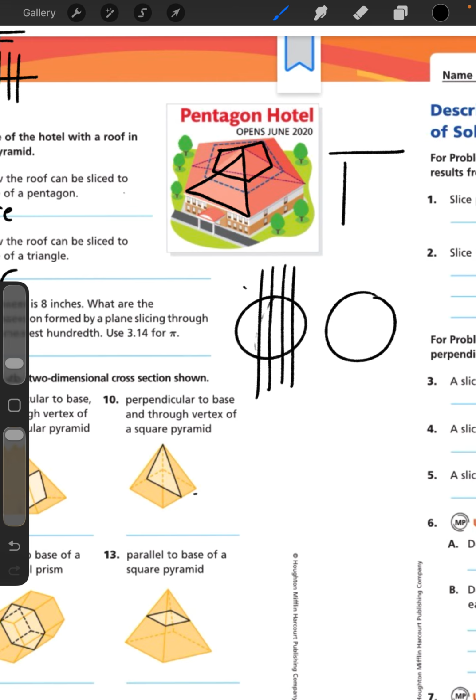So if I'm looking at this and I know that the diameter is 8, I need to find the circumference, which is equal to pi times the diameter, and the area, which is equal to pi times r squared.